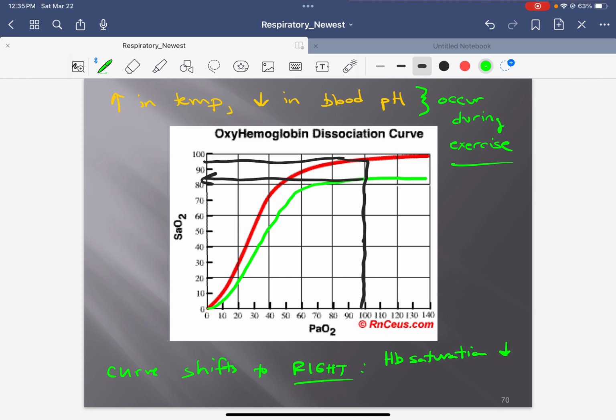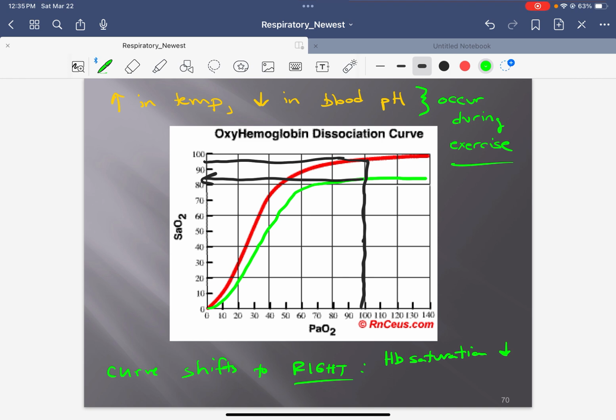If pH is too low, that's usually associated with an increase in CO2. So we actually want hemoglobin saturation to go down. We want more oxygen to be released because when more oxygen is released, it counteracts the rise in CO2. You don't have to know the why. I just gave it to you so you would have it. You don't need to know the why.